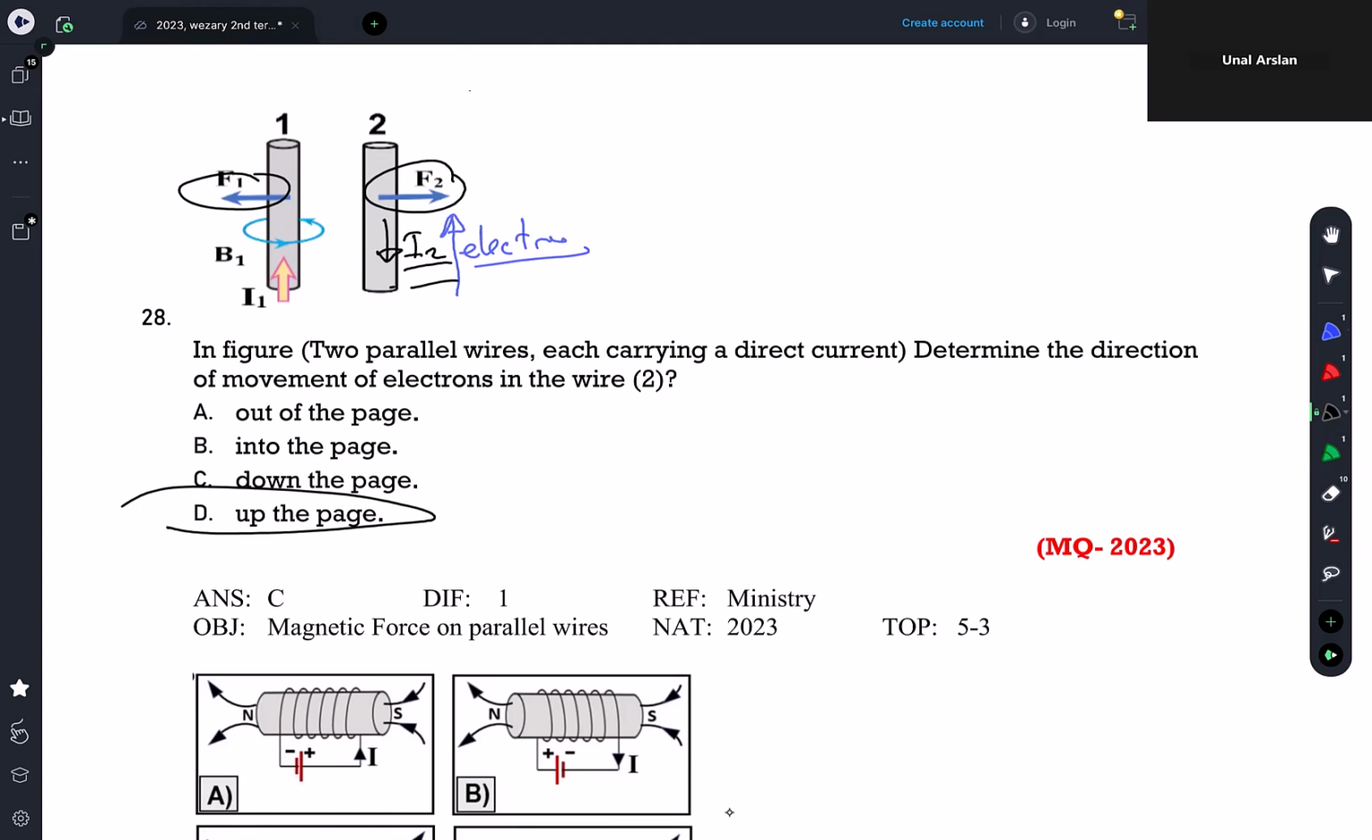So electric current is down the page, but electron motion must be up the page.